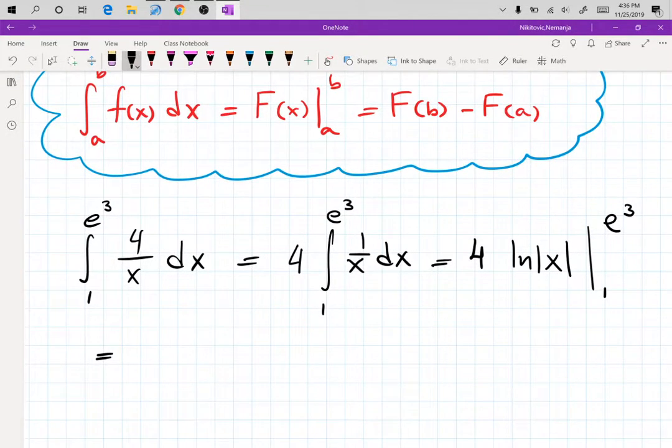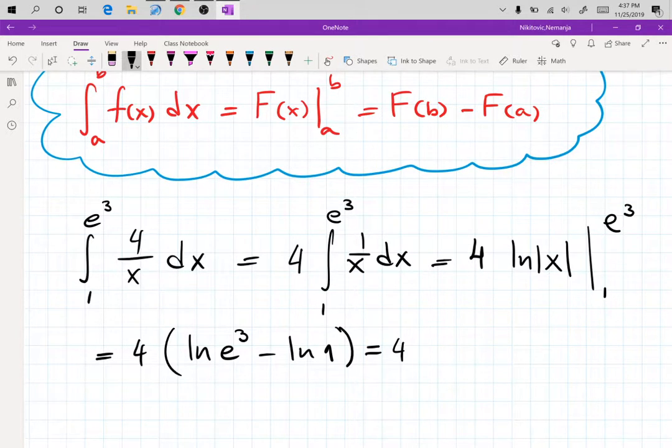So now we get the 4. We have ln of e cubed minus ln of 1. I don't need absolute values now because e cubed and 1 are both positive, so no need for any of that. Ln and e will cancel, so we're just going to get 3 minus 0, and the answer is 12.